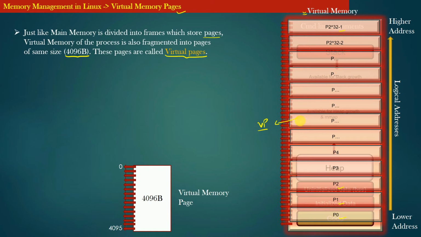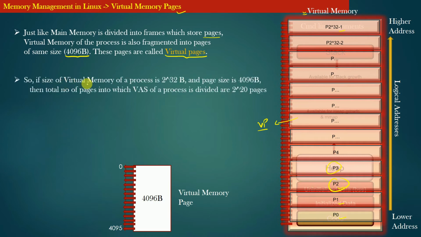And each virtual page has a number. For example, this virtual page has a number P2. Similarly, this virtual page is P3. So if the size of the virtual memory of a process is 2 raised to the power 32 bytes and the size of a page is 4096 bytes, then the total number of virtual pages into which the virtual address space of the process is divided is 2 raised to the power 20 pages. Right? It's just simple math.